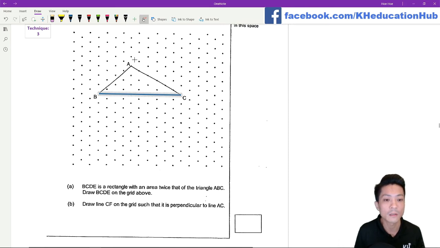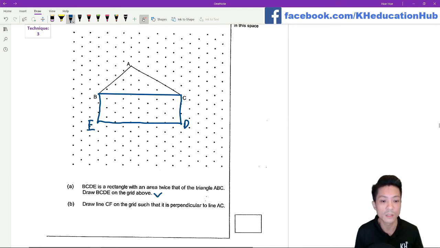Okay, look at the height of this triangle. The height of it is 1, 2, 3, which means that I got to draw 3. I'm gonna use freehand to draw 3. Other line would be here. C, D, E. This would be the answer for part A.